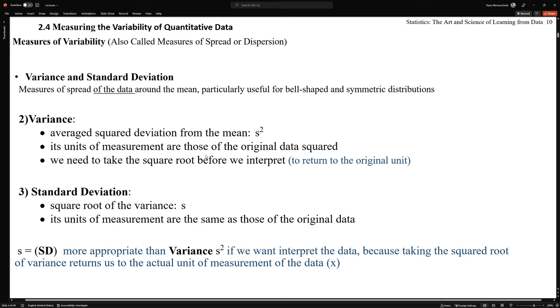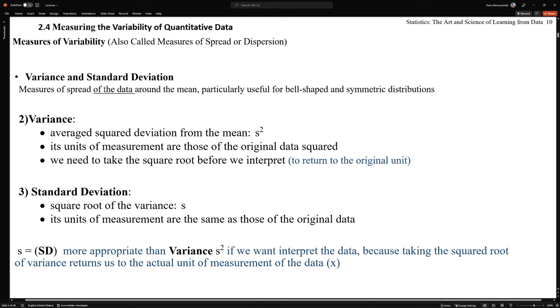And now the measures of variability of quantitative data, also called spread or dispersion. There are two major measures of variability: first the variance, and the other one is the standard deviation, which are similar, as you will see now. They measure the spread of the data around the mean. It means how far from the mean, how high is the spread of the data around the mean.